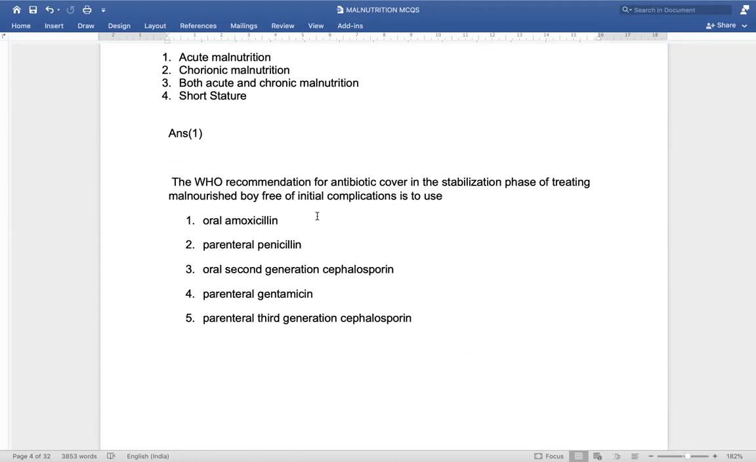If there is an admitted child with complicated SAM, we have to give IV ampicillin plus gentamicin. IV ampicillin for 2 days followed by 5 days of oral amoxicillin, and IV gentamicin for 7 days. So this is the difference. For community-based treatment, that is without complications, we can just treat him at home with nutrition supplementation. So oral amoxicillin is what is prescribed.